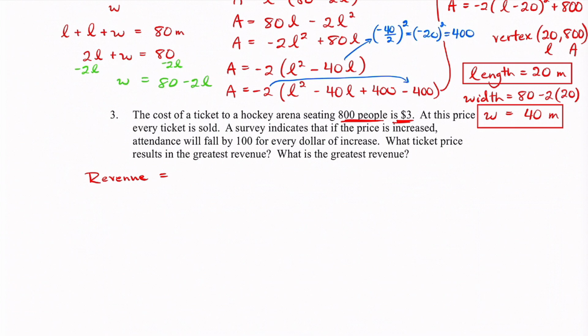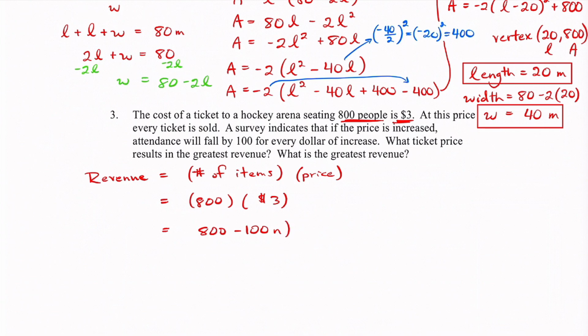So let's just write that down. It's the number of items times by the price. Okay, so initially it was 800 people and we times by $3. Okay, but then it said for every dollar of increase, we were going to lose 100 people in attendance. So I'm going to lose 100 people, so I was at 800, and then I'm going to lose 100. I don't know how many 100 people I'm going to lose, so I got to add an n. So n represents how many times I'm losing 100, which depends on how many times I increase the price.